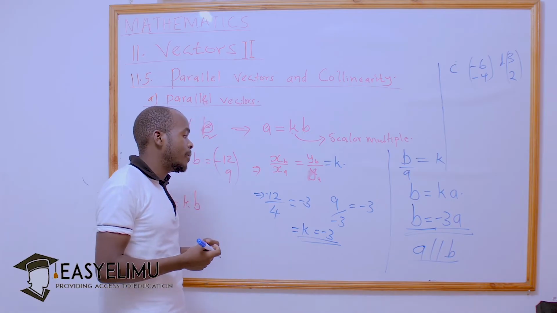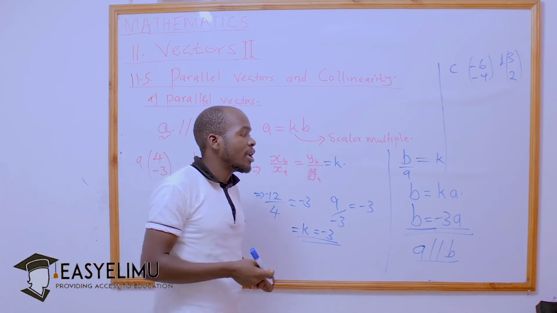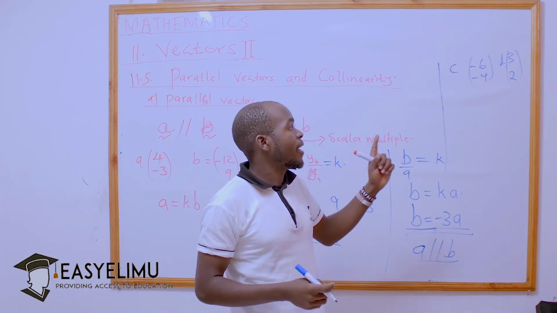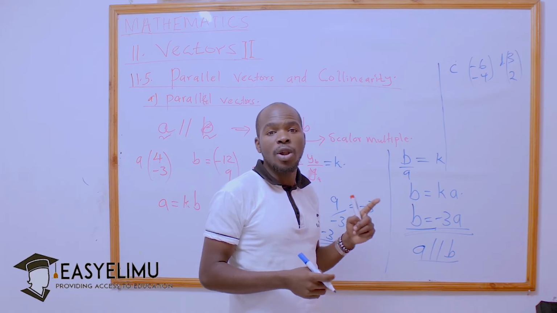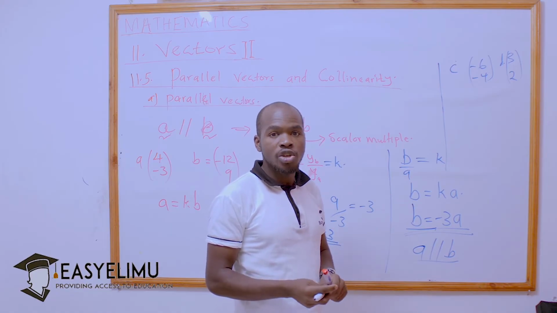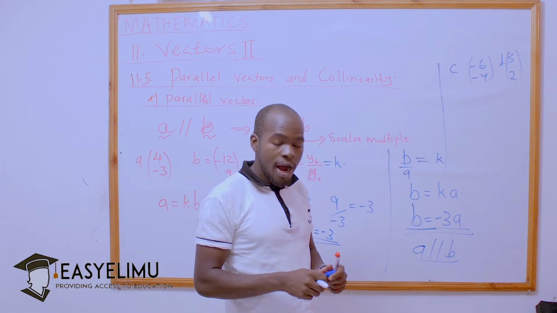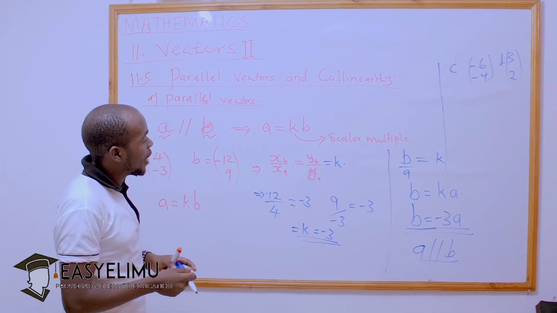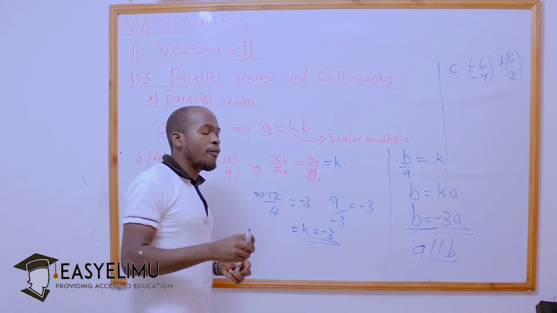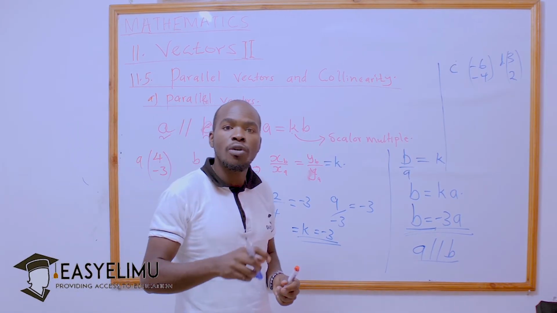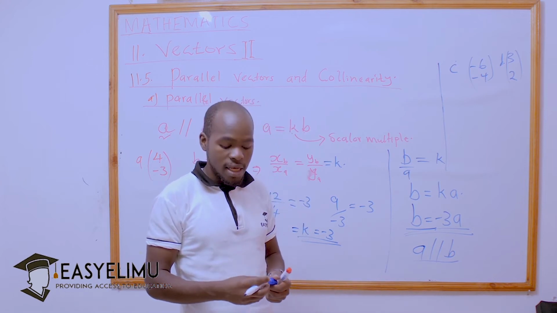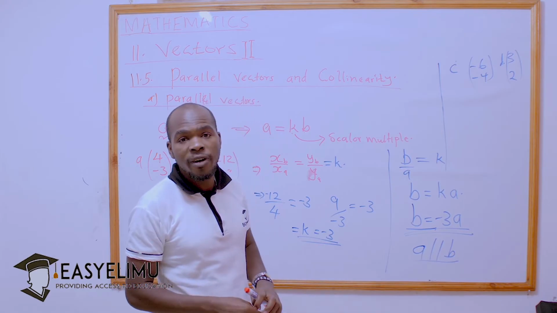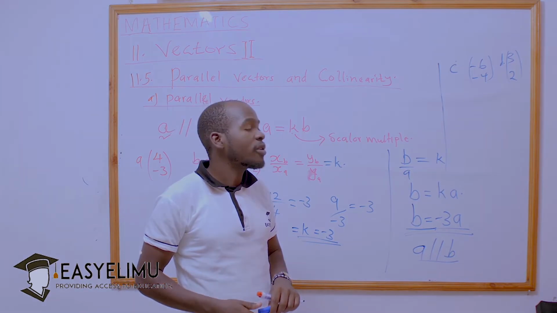If they are not parallel, then you will find that none of them is a scalar multiple of the other. If they are parallel, then one of them will be a scalar multiple of the other. So in general, if after working out you find that one vector is a scalar multiple of the other, then we say the two vectors are parallel. But if you don't find so, then it means they are not parallel.